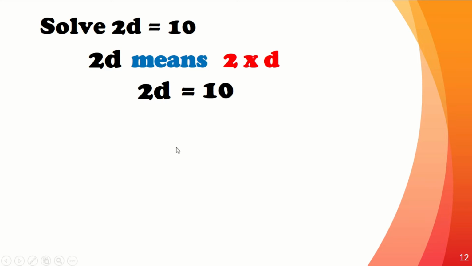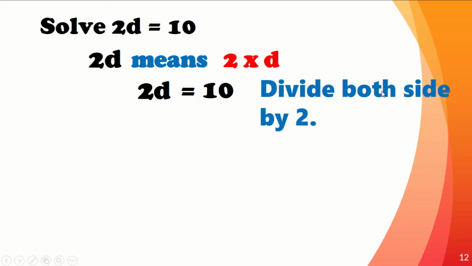So, if this means multiplication, divide both sides by 2. Bakit divide? Because the inverse of multiplication is division. So, to get this, i-divide natin by 2. You will also divide 10 by 2. So, remember, pag dinivide mo dito sa kabila sa 2, you will also divide it to the other side. So, d equals 10 divided by 2 equals 5.